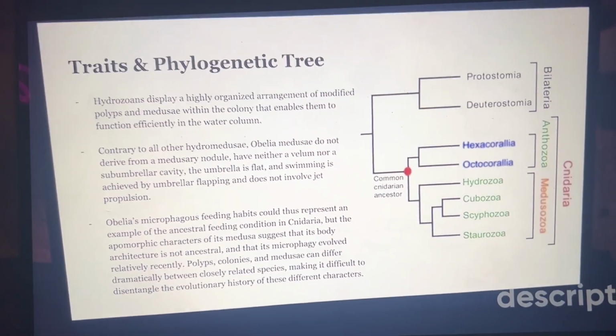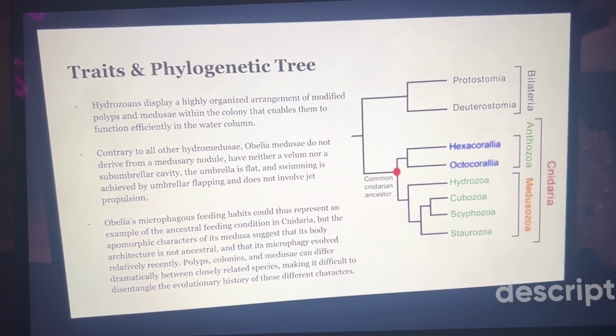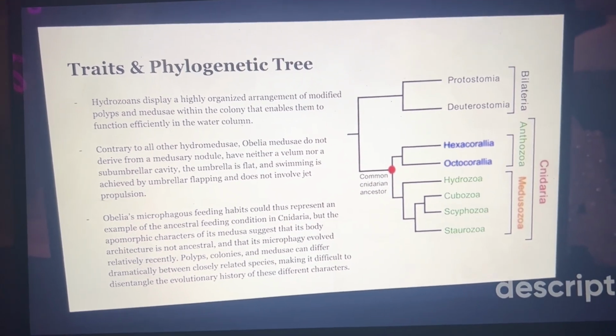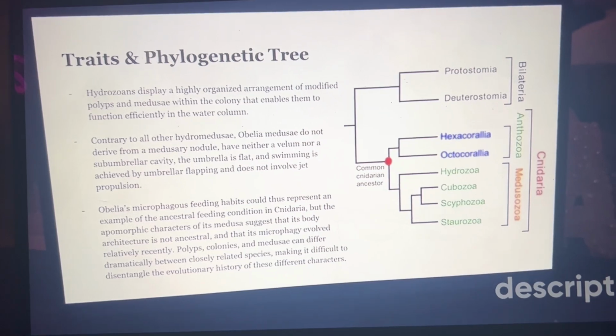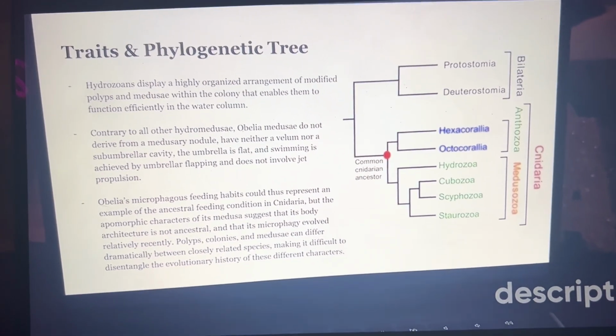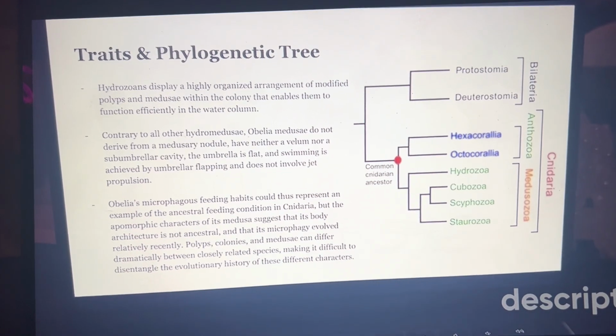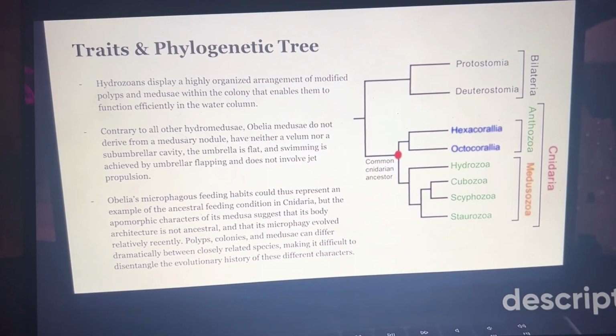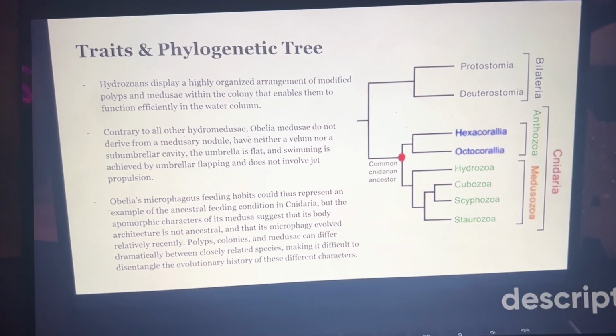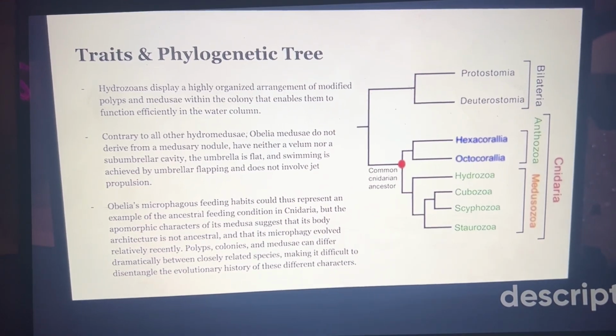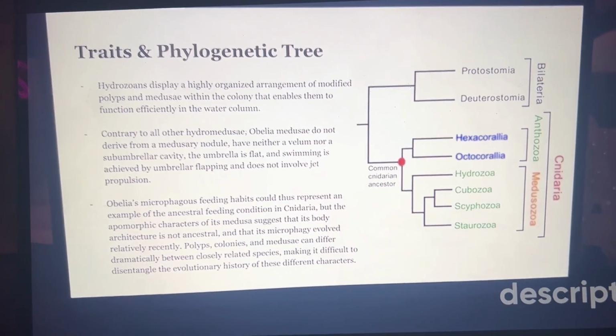So its traits and phylogenetic tree. Hydrozoans display a highly organized arrangement of modified polyps and medusae within the colony that enables them to function efficiently in the water column. Contrary to all other medusae, Obelia medusae do not derive from a medullary nodule, have neither a velum nor a subumbellar cavity. The umbrella is flat, and the swimming is achieved by umbellar flapping and does not involve jet propulsion.